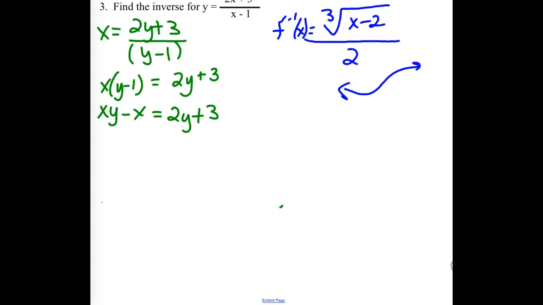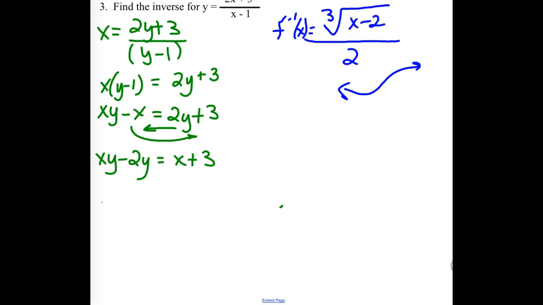Okay, now the trick to solving this is any term that has a y in it, you want to put on the same side. Any term that doesn't have a y, you want to put on the opposite side. So I'm going to move this 2y piece over here, and I'm going to move this plain x over there. Okay? So every term that has a y has to be on the same side. So I'll have xy minus the 2y, if I bring it to the left. Then I'm going to add the x to the other side, and I already have a 3 over there.